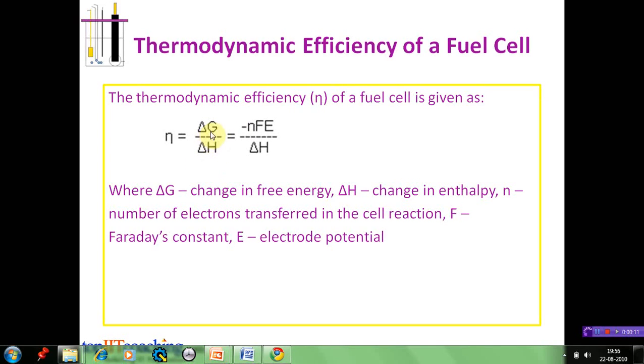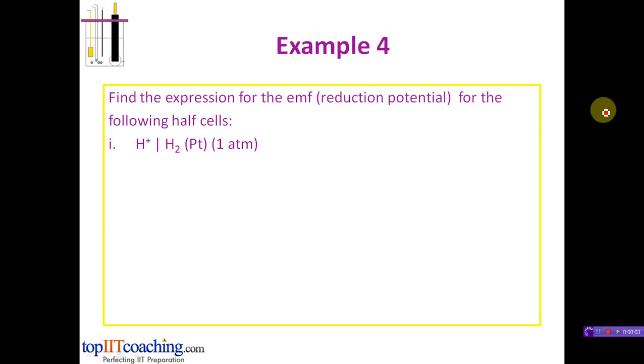The thermodynamic efficiency of the fuel cell, which is denoted by eta, can be given as delta G upon delta H, where delta G is the change in free energy and delta H is the change in enthalpy. We have already discussed that delta G is equal to minus nFE, where n is the number of electrons transferred in the cell reaction, F is the Faraday's constant, and E is the electrode potential. So we can also write eta as minus nFE upon delta H.